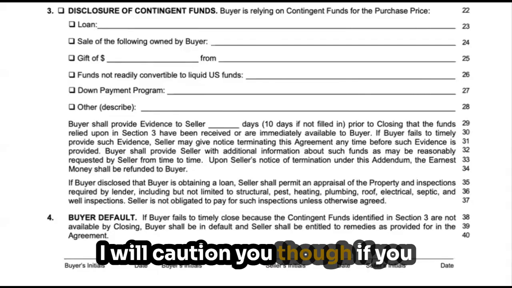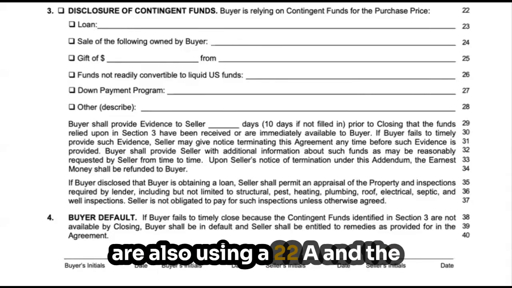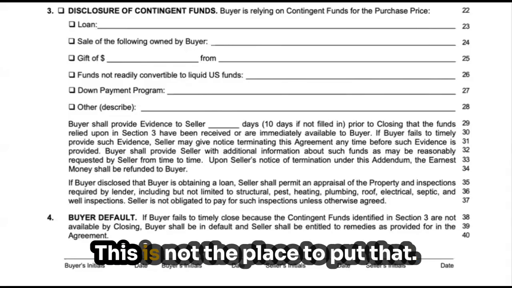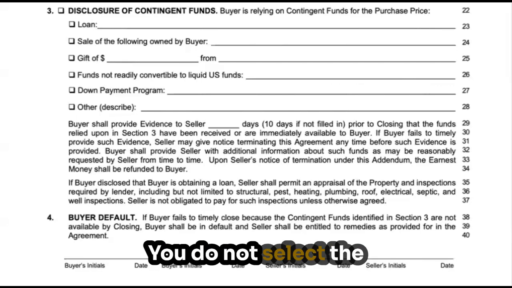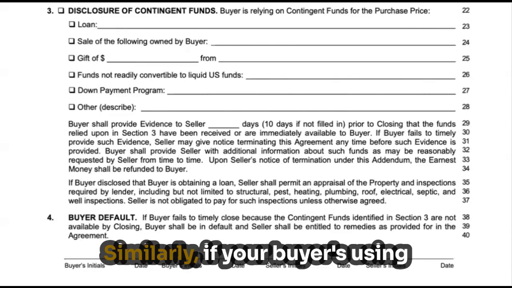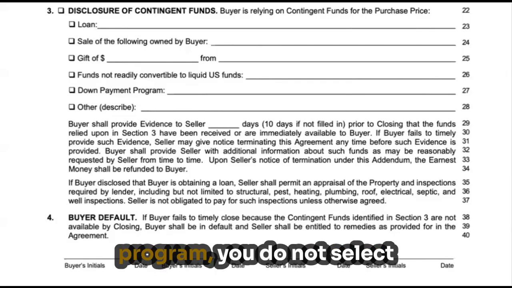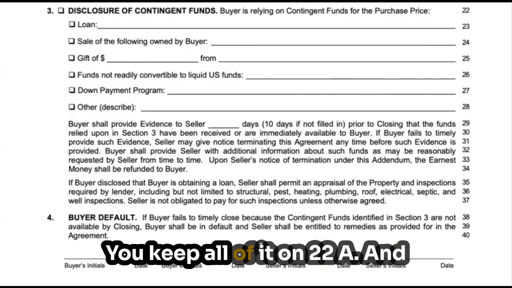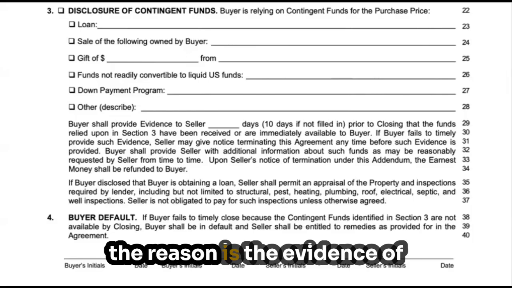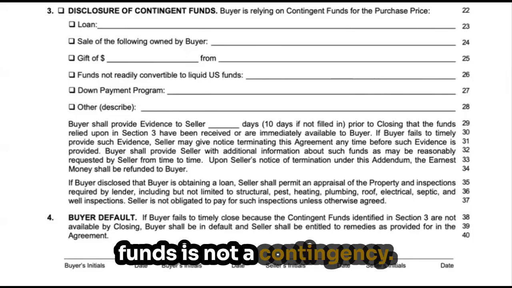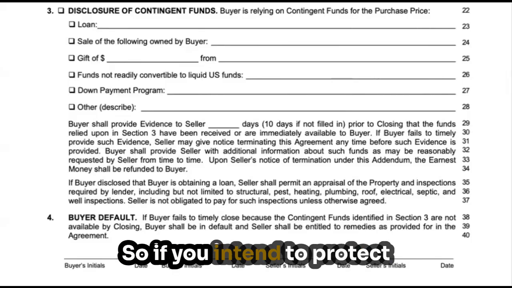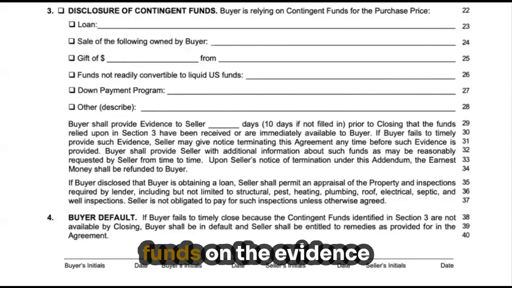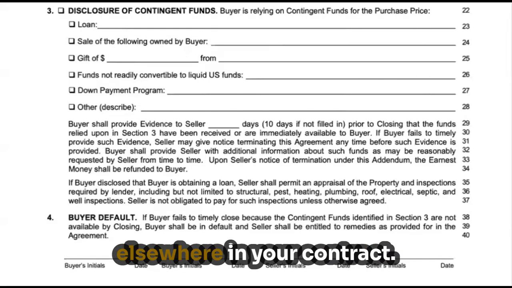I will caution you though, if you are also using a 22A and the buyer is obtaining a loan that you want a contingency out for, this is not the place to put that. You do not select the loan if you have a 22A. Similarly, if your buyer is using the down payment assistance program, you do not select the down payment program on an evidence of funds form. You keep all of it on 22A. And the reason is the evidence of funds is not a contingency. It is only a disclosure. So if you intend to protect your buyer as a contingency protects your buyer, then do not disclose the same funds on the evidence of funds form as you do elsewhere in your contract.